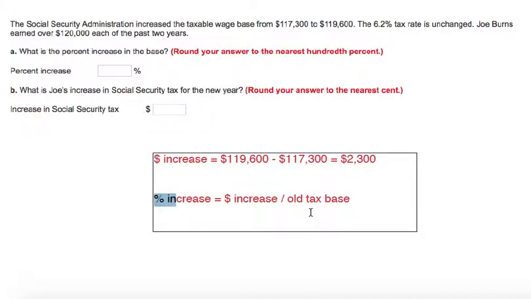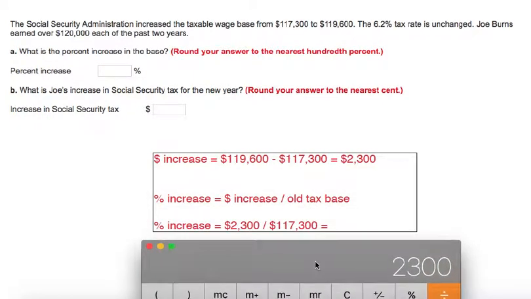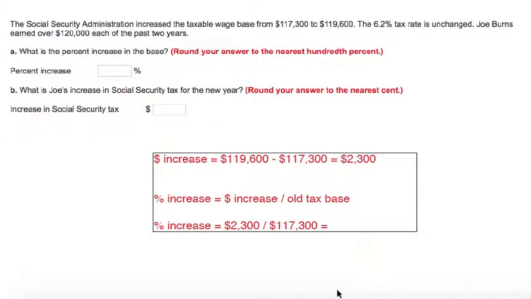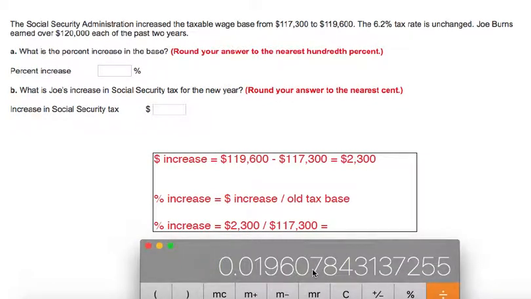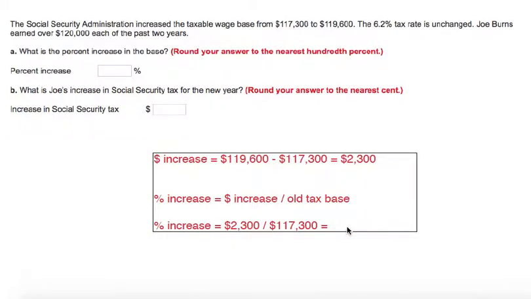Okay, so if we just put in our numbers, the dollars that it increased by, we found out was 2,300, and the old tax base was $117,300. So when you calculate this, oh, I forgot a zero there. When you do 2,300 divided by 117,300, we get about, it tells us to round here. Round your answer to the nearest hundredth of a percent. So here it is as a decimal, 0.019607, and then the decimals keep going, but we're not going to need those. That would round this way.